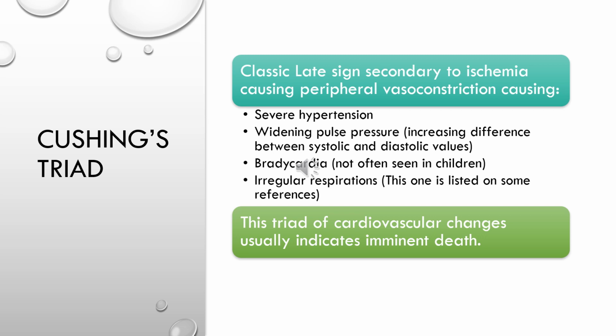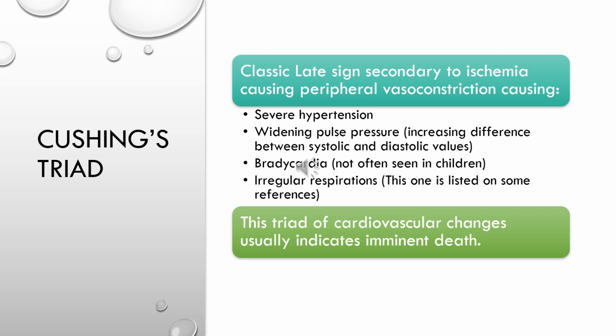So in this case, what you're going to see is that systolic number might rise to 200, but that diastolic may still stay at 60. So then your pulse pressure becomes like 140 as opposed to just 40. So you start seeing that increase in your systolic pressure, widening pulse pressure, and then also bradycardia.